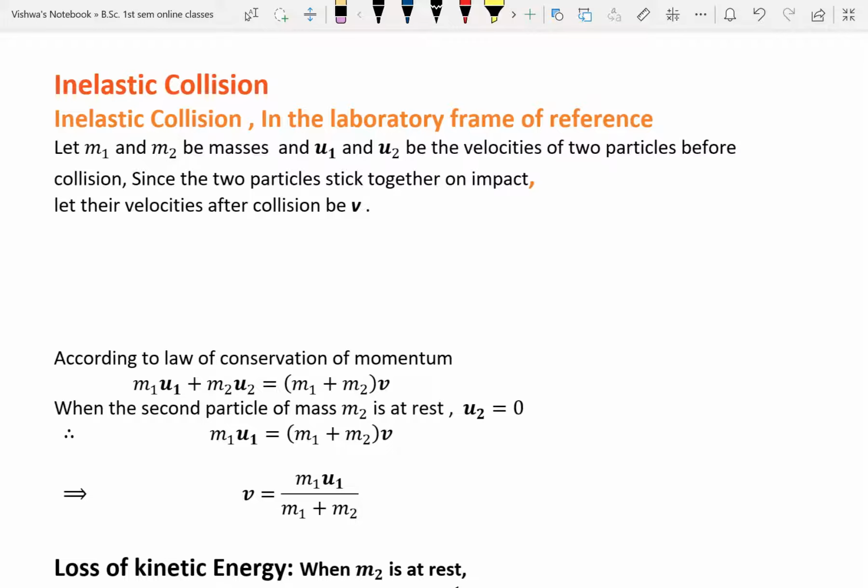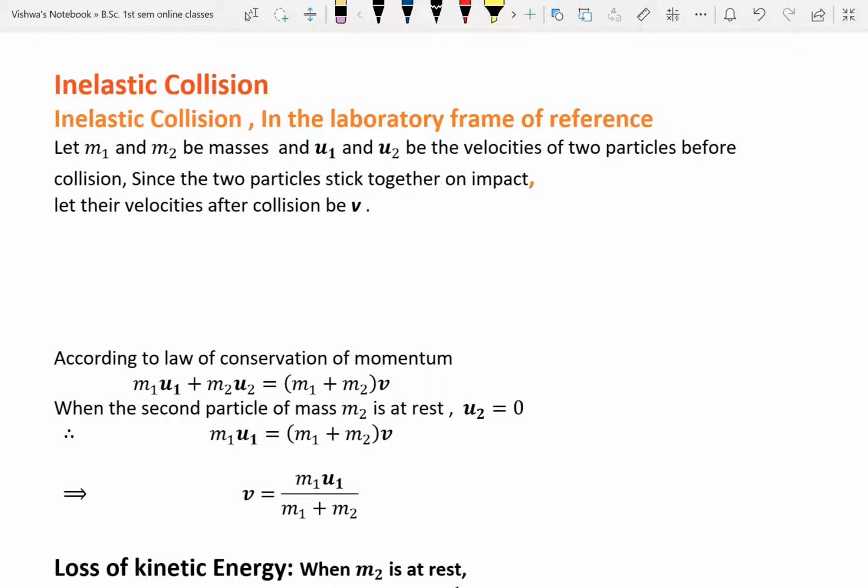In the previous video, I studied the elastic collision in the laboratory frame of reference as well as in the center of mass frame of reference. So in this video, I am going to discuss the inelastic collisions in the laboratory frame of reference.